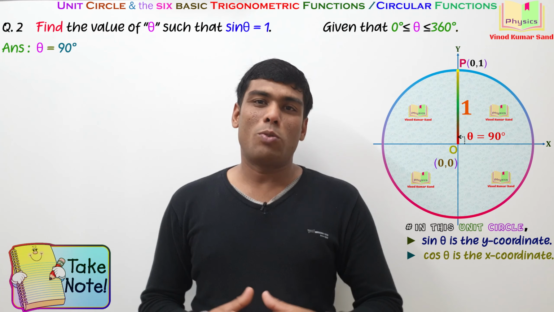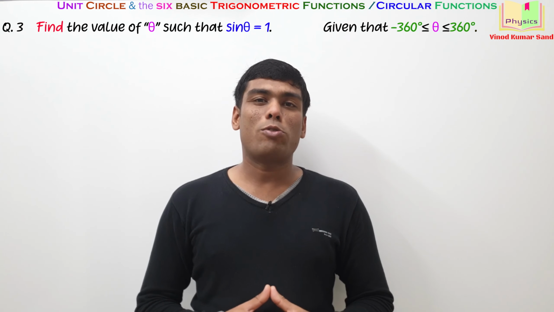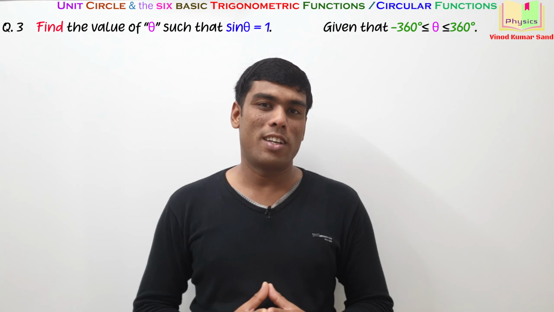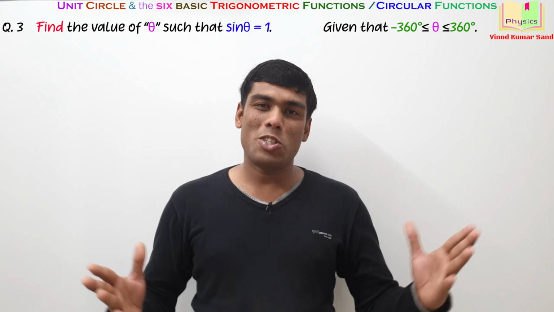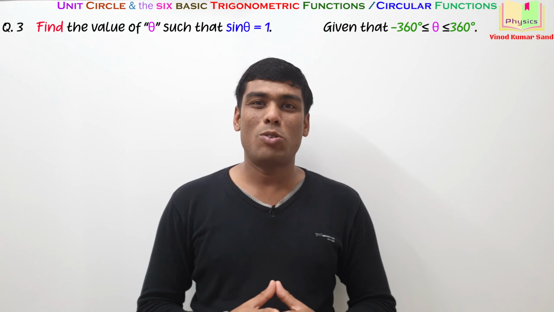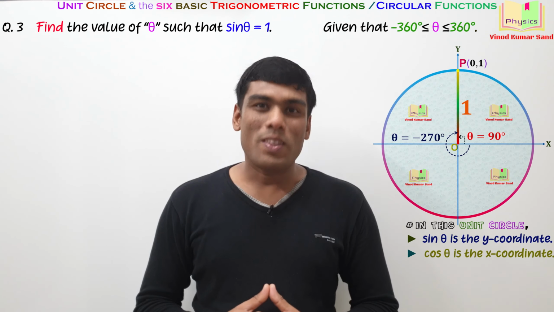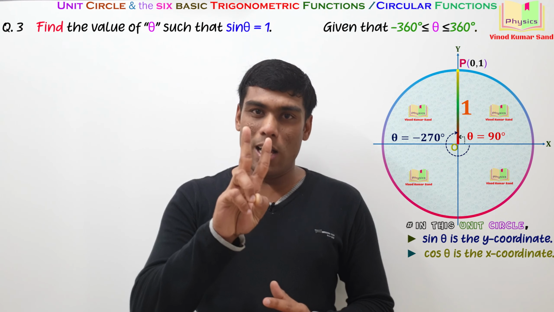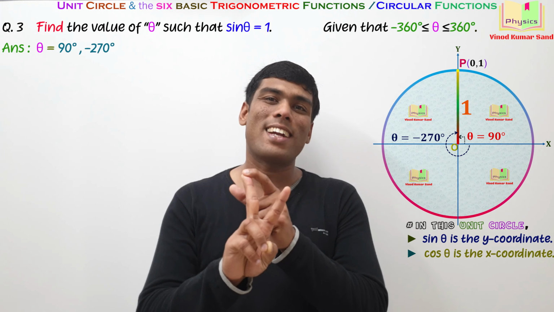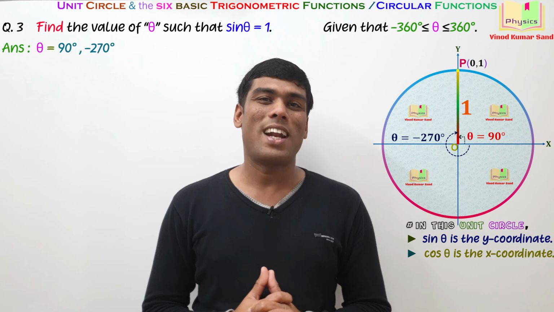Okay, let me flip the question a little bit more. Suppose this time the value of theta lies in between minus 360 degree to plus 360 degree. Then find the theta such that sine theta is equal to 1. Now pay attention and try to post the correct answer. Okay, this time we will get two answers. The first answer is theta is equal to 90 degree, and the second correct answer is theta is equal to minus 270 degree. It was a nice question.